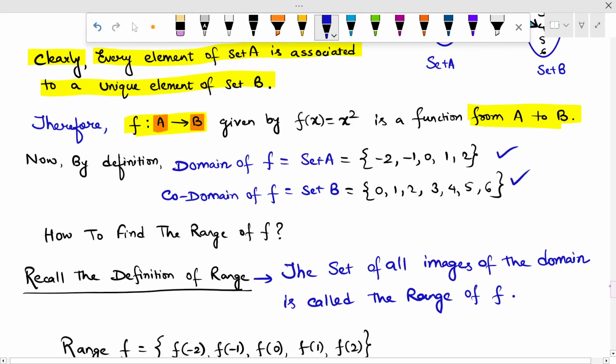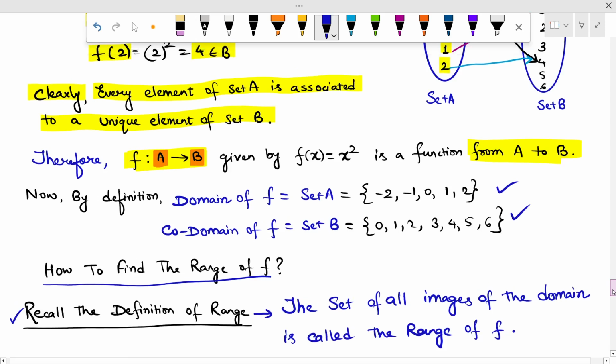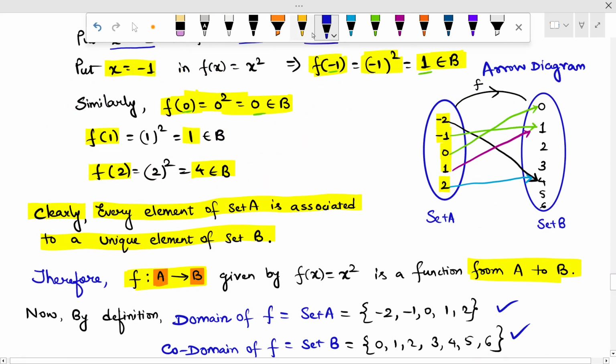Next, how to find the range of f. Now recall the definition of range. The set of all images of the domain is called the range of f. See here, we have the image set, right? Means -2 associates with 4, 2 also associates with 4, -1 associates with 1, right?